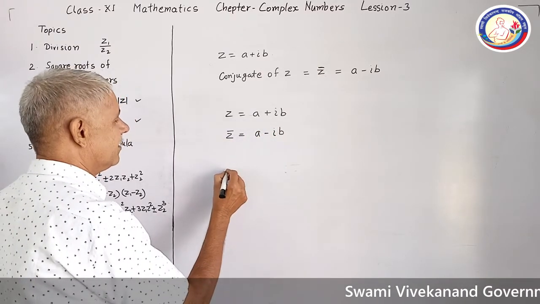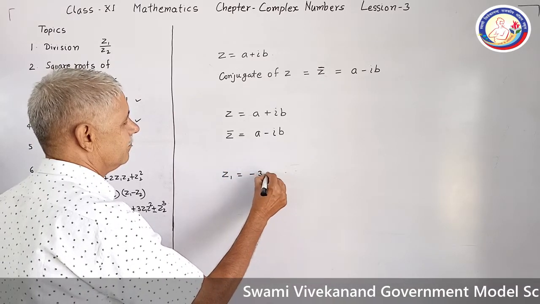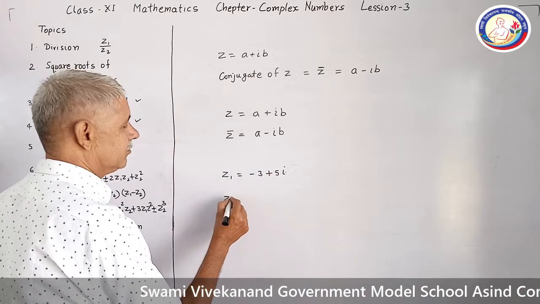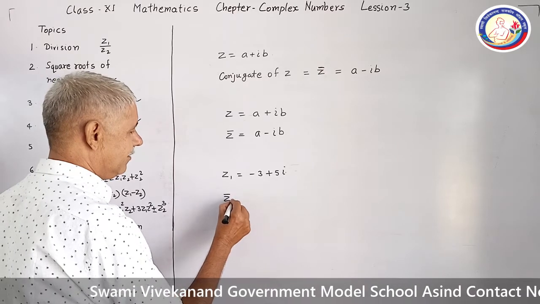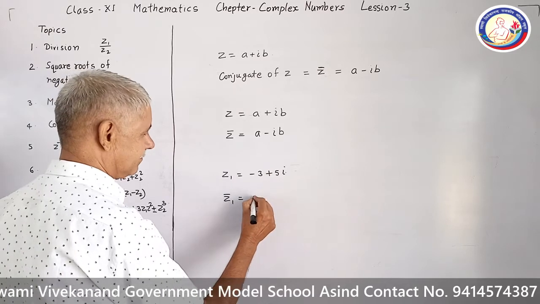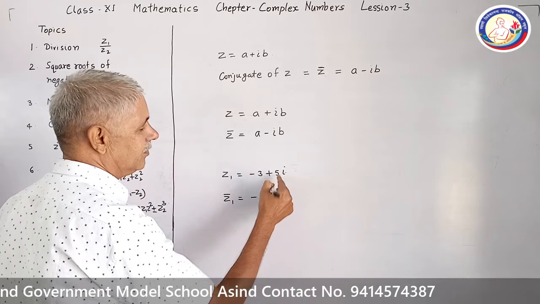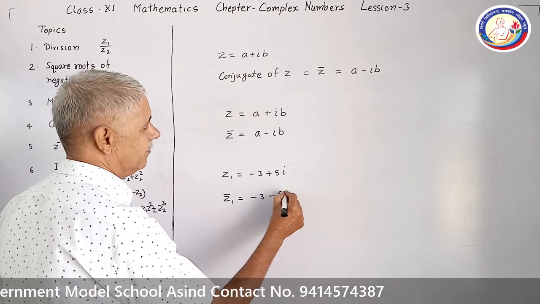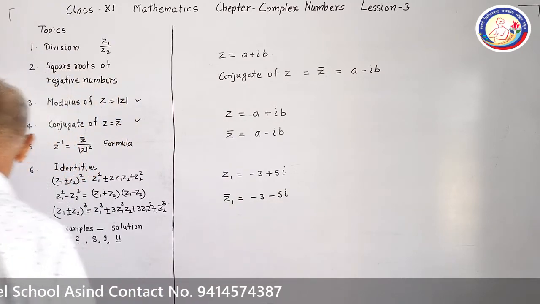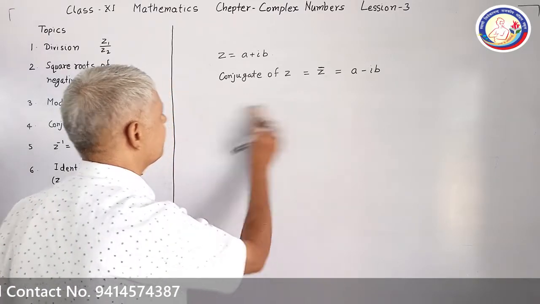Say there is a number z1 which is minus 3 plus 5 iota. Then the conjugate of z1 will be minus 3 as it is, and change the sign here, it is positive, so minus 5 iota. This will be the conjugate of z1. In this way, we can find the conjugate of any complex number.